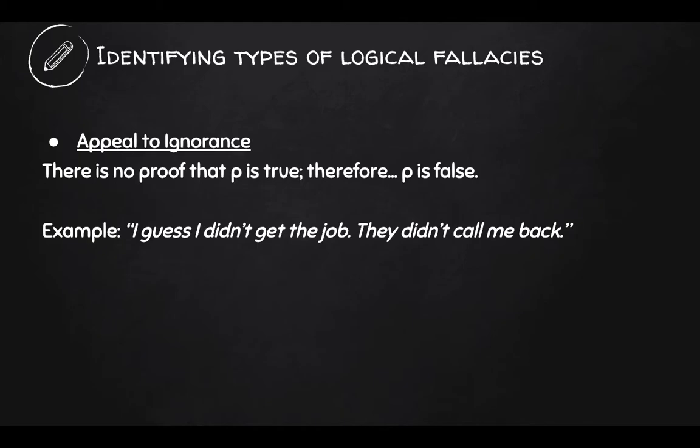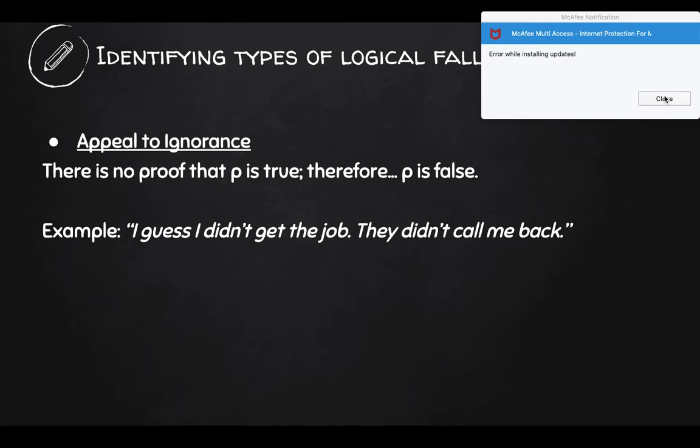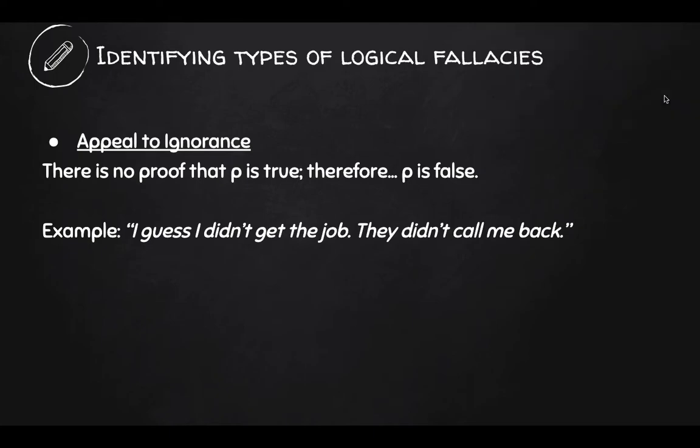The next one is appeal to ignorance. So appeal to ignorance is basically just saying just because there's no proof doesn't mean that we can immediately say something is false. And so the example I put on here was, I guess I didn't get the job. They didn't call me back. Well, just because they didn't call you back doesn't necessarily mean that you didn't get the job. Maybe they're waiting for you to call and inquire about it. Or maybe, a number of different reasons.